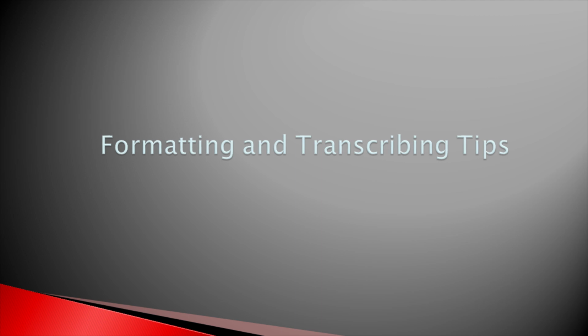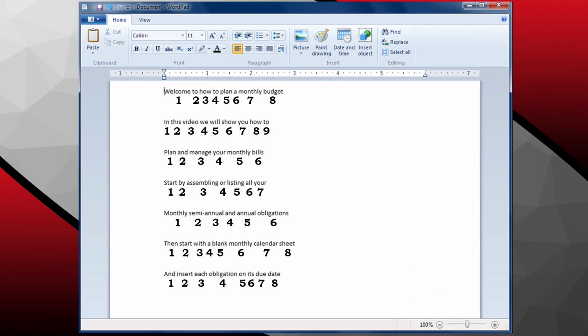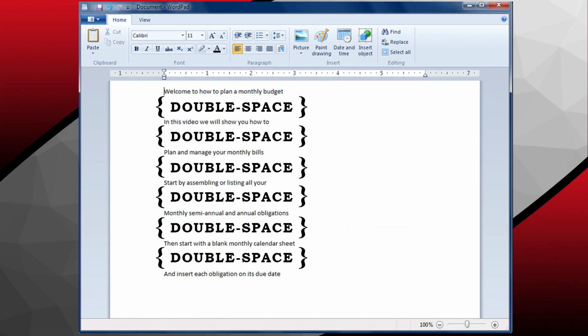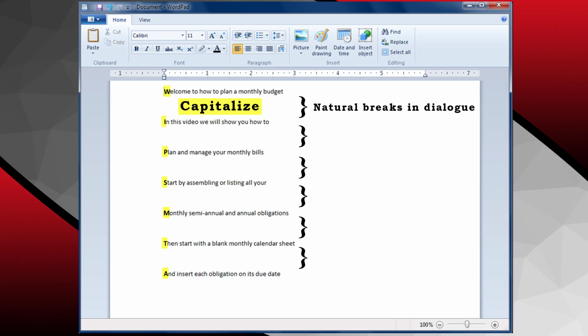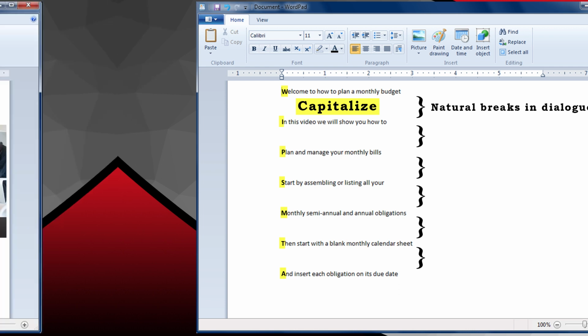These are formatting and transcribing tips to follow when creating a transcript for a video production. Keep each line short. 7 to 12 words per line are recommended. Put a double space between each line. This will allow you to automatically sync the text with the video. Capitalize the first letter of each line. Determine natural breaks in the dialogue.